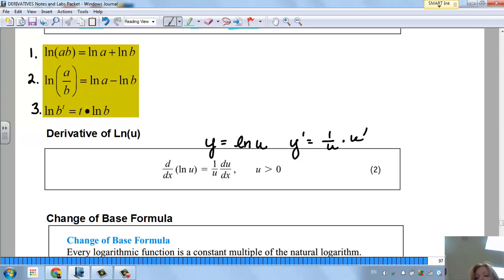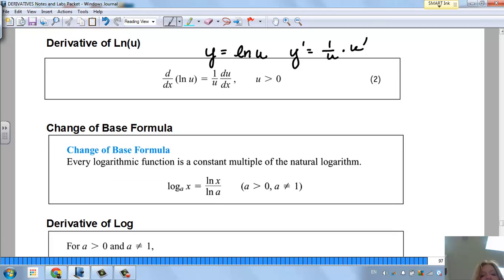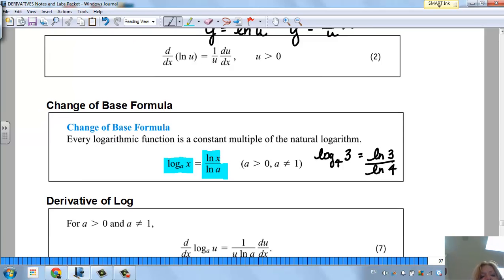Okay? And I've got the change of base formula here, which I've asked you to put on your card, where if I have log base a of x, I can write it with natural logs. So I'm just going to do an example. Log base 4 of 3, I can convert that as the natural log of 3 over the natural log of 4. They mean the same thing, and we will use that at certain times.